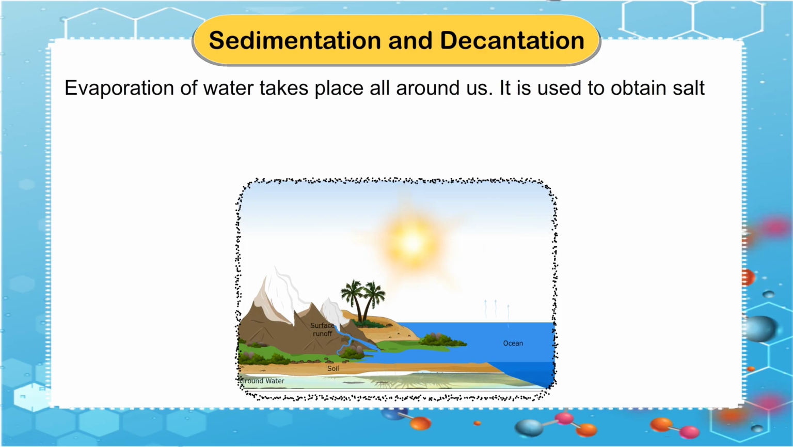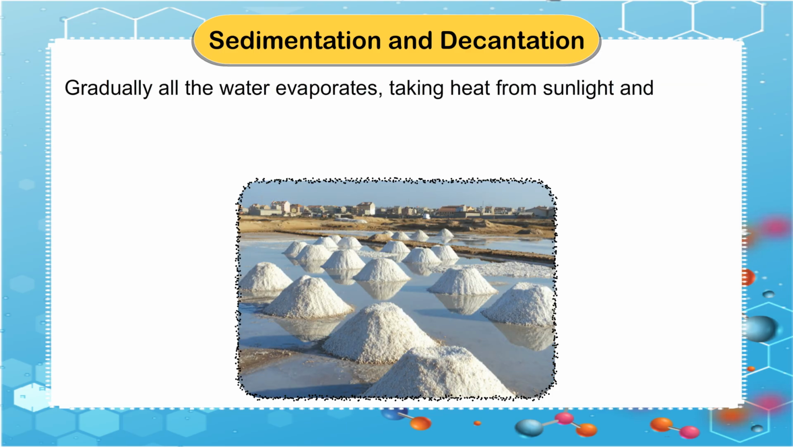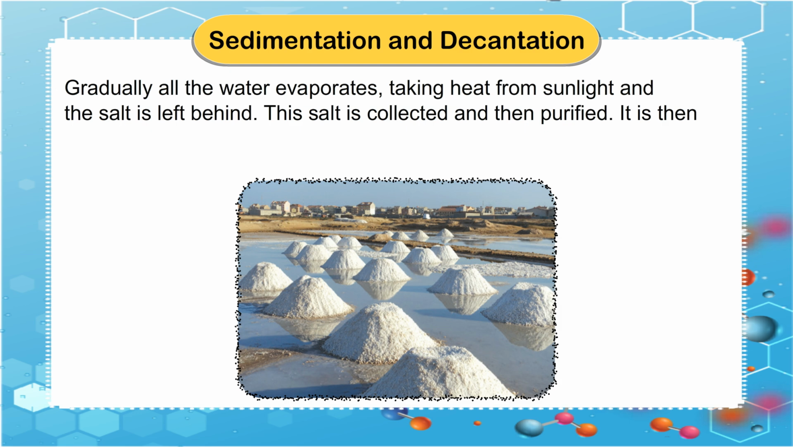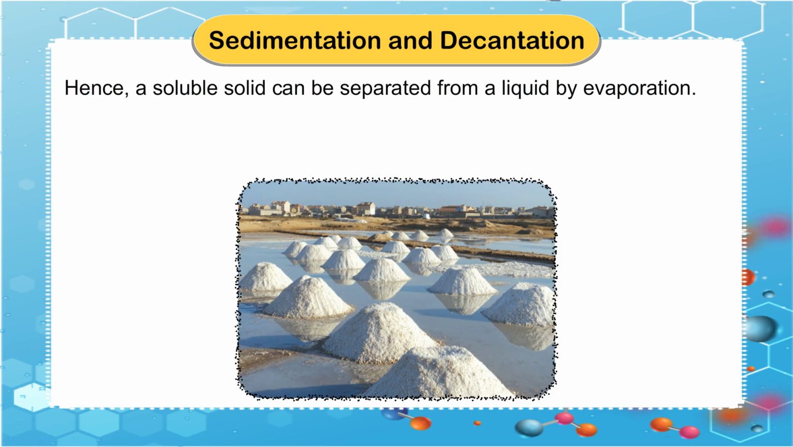Evaporation of water takes place all around us. It is used to obtain salt from seawater. Seawater is stored in large shallow fields and left for days. Gradually all the water evaporates, taking heat from sunlight, and the salt is left behind. This salt is collected and then purified. It is then mixed with some more substances to make it fit for eating. Hence, a soluble solid can be separated from a liquid by evaporation.